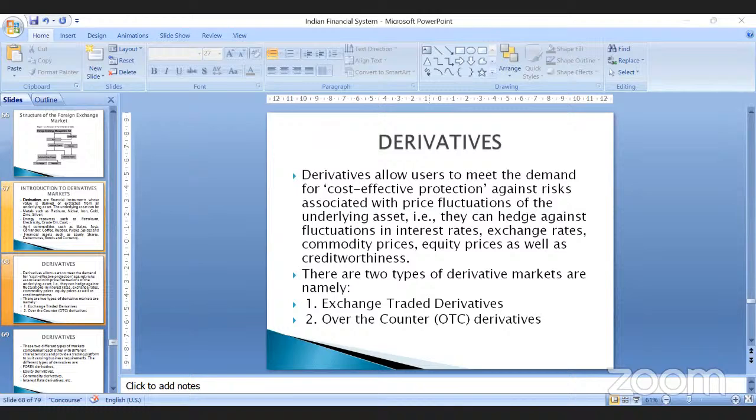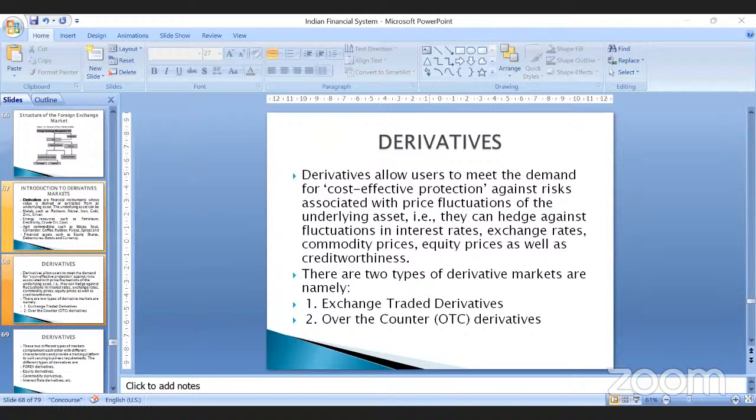Now, whenever we are talking about derivatives, derivatives help the users to meet their demand by protecting them against risk, right? Derivatives are protected against the risk associated with the price fluctuations of the underlying asset.